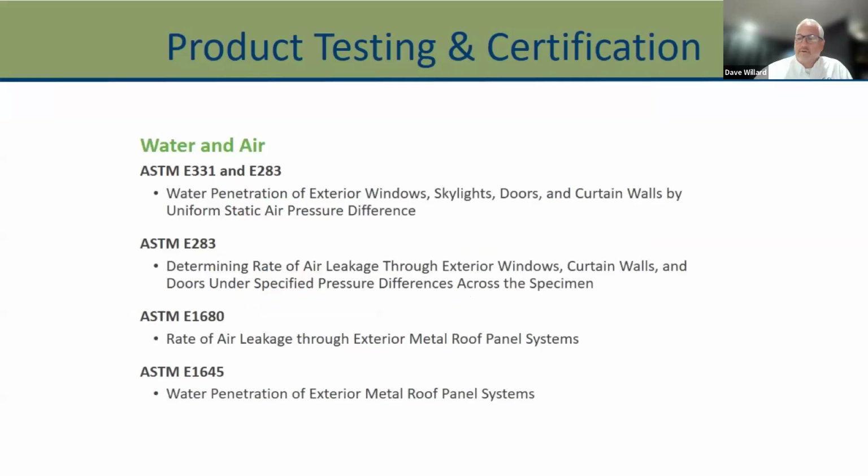Of course, water and air infiltration is a big one that we have to work through. So they have those different testings, E331 and E283. I'm sure everybody out there can do full-on presentations and dissertations on these different ASTM testings that are out there. Rate of air leakage, determining the rate of air leakage through exterior walls and curtain walls, water penetration on the exterior of metal roofs. I'm sure you are very versed in all these different test methods. But we have all that available for you.